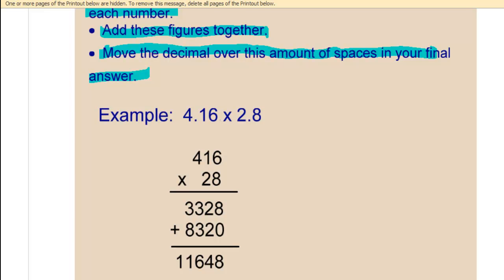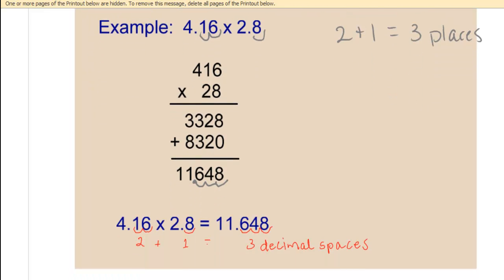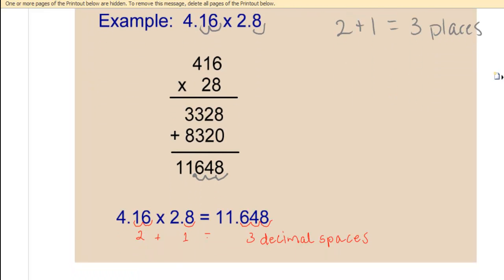So now we're going to follow the directions that have to do with figuring out where to put your decimal. In my first number, 4.16, the decimal is moved over 2 places from the end. In the number 2.8, the decimal is moved over 1 place from the end of the number. So that's 2 places plus 1 place, a total of 3 places that we need to move our decimal. So we start at the end of our answer and move our decimal over 1, 2, 3 places to get our final answer. So we end up with 11.648 as our final answer.